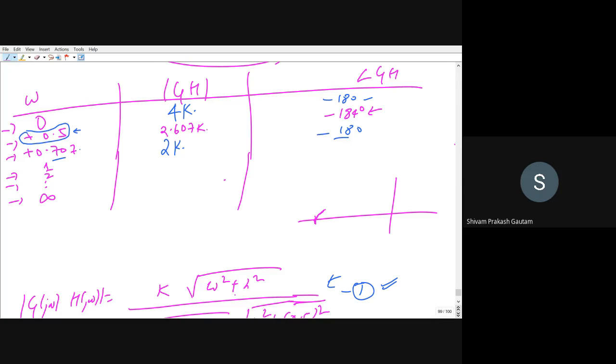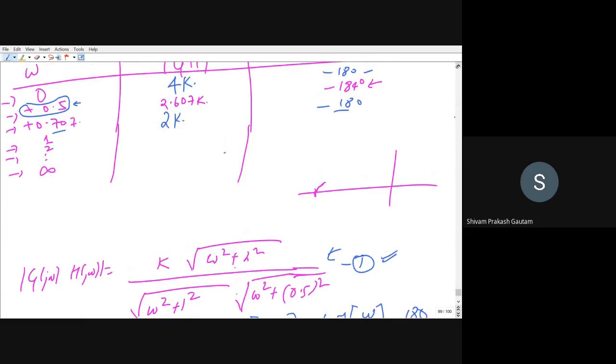You can select other values also and see. When you put 0.707, your phase will be on the minus 180 degree line. Now when you put omega equal to 1, you will get 1.414K, and the phase you will get is minus 177. When you put omega equal to 2, you will get 0.613K, and the phase you will get is minus 147.